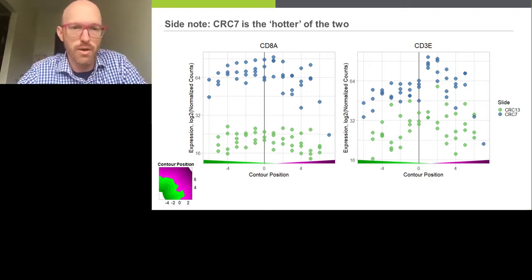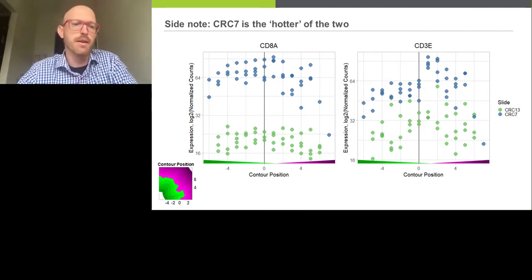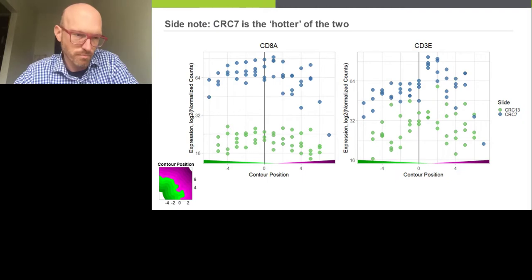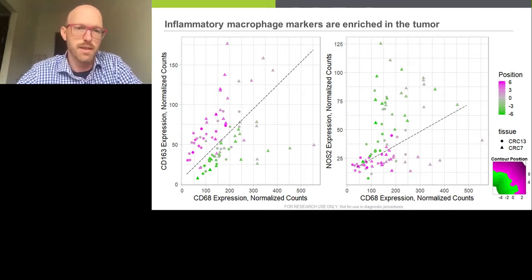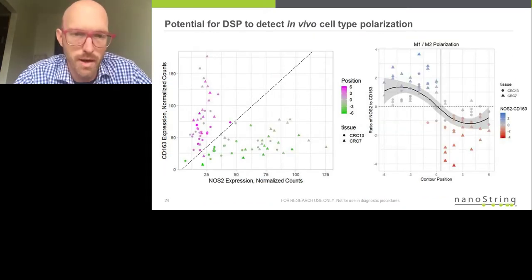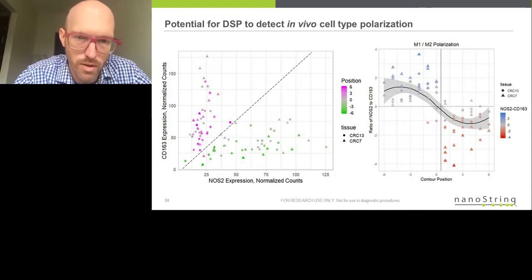So here we're looking at the differences in the immune response of CD8s and CD3 T cells across the immune boundary. And each dot here is a different measure at a different point along the boundary. We can see things like, in this case, the inflammatory macrophages are enriched in the inflamed tumor with the heavily infiltrated T cells. We can see that distinct difference here. And this kind of shows us that there's a strong M1 and M2 macrophage polarization with that particular patient that has heavily infiltrated immune cells into the tumor.